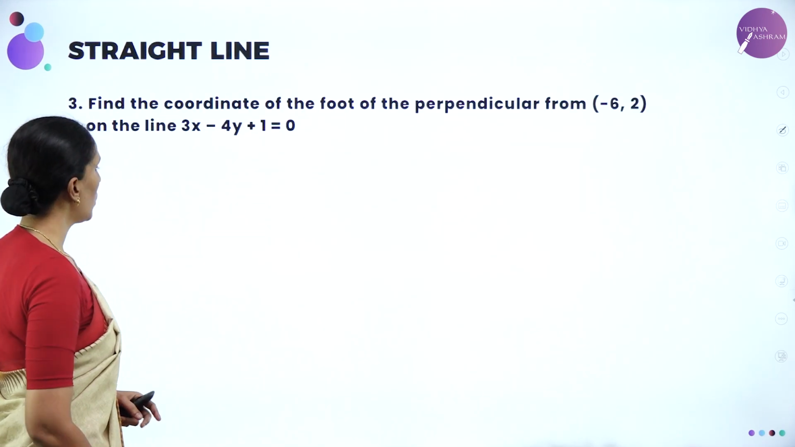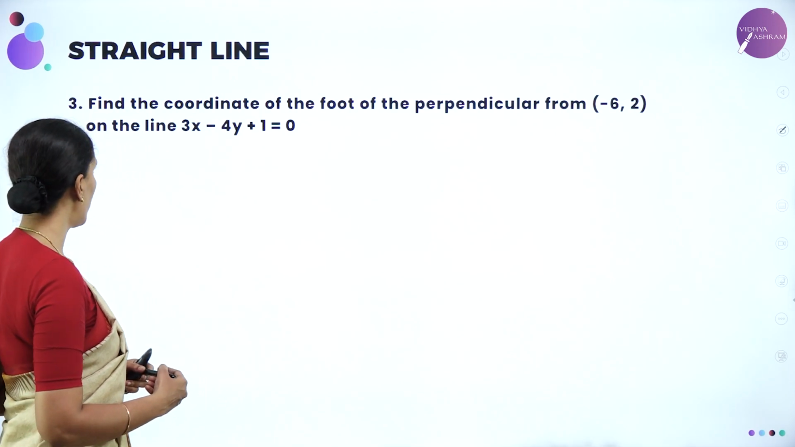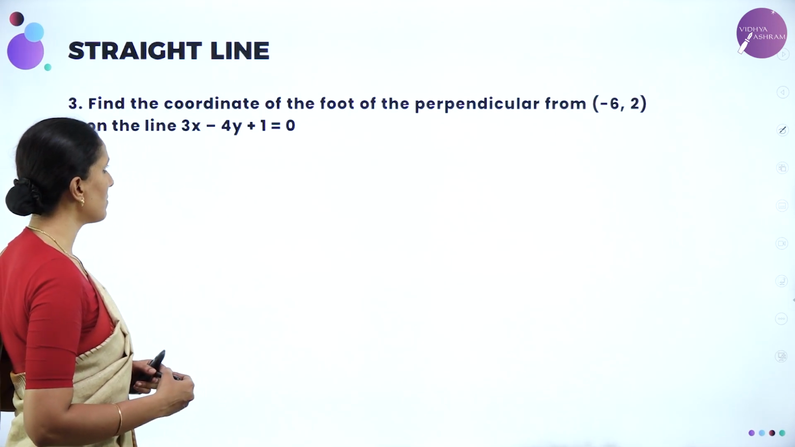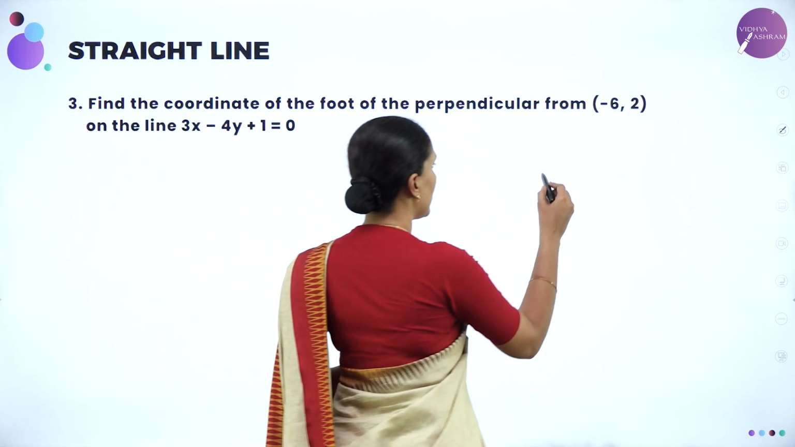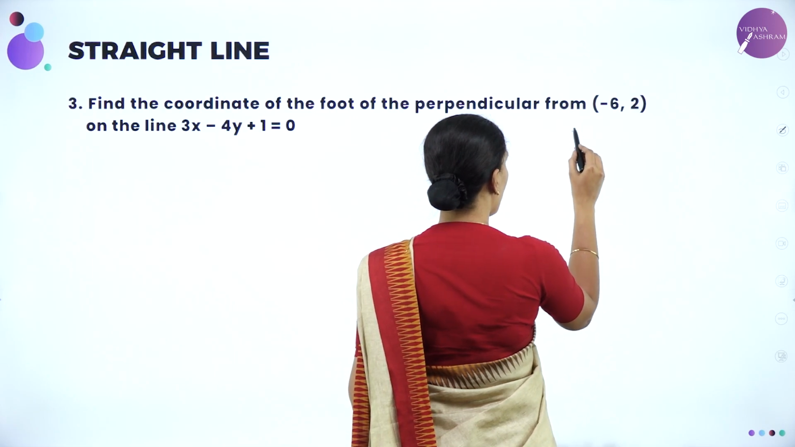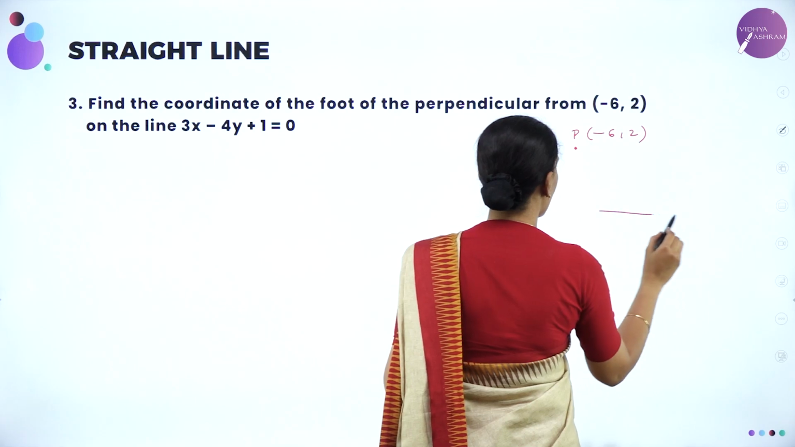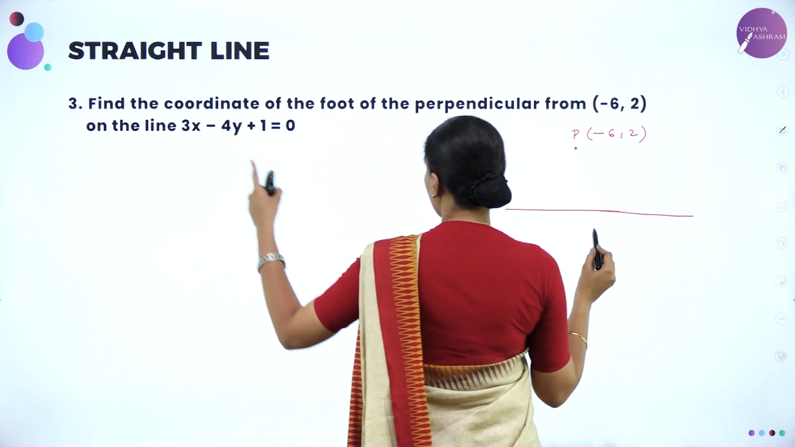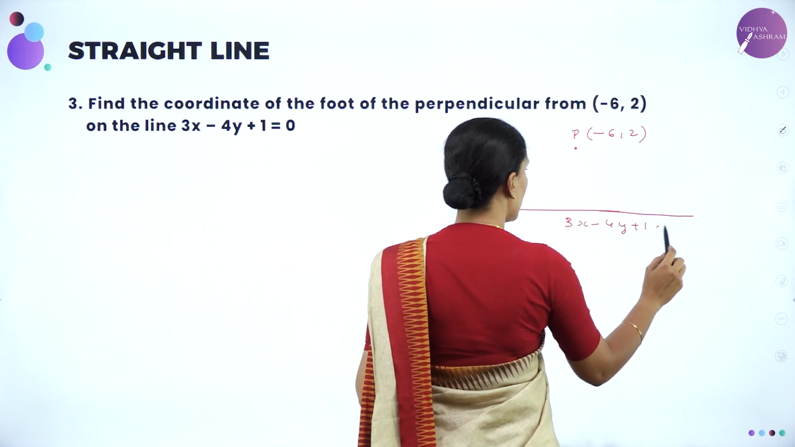Next one, find the coordinates of the foot of the perpendicular from minus 6, 2 on the line 3x minus 4y plus 1 is equal to 0. So let us consider this as a point P, which is minus 6, 2. And here is a line, and this line is 3x minus 4y plus 1 is equal to 0.